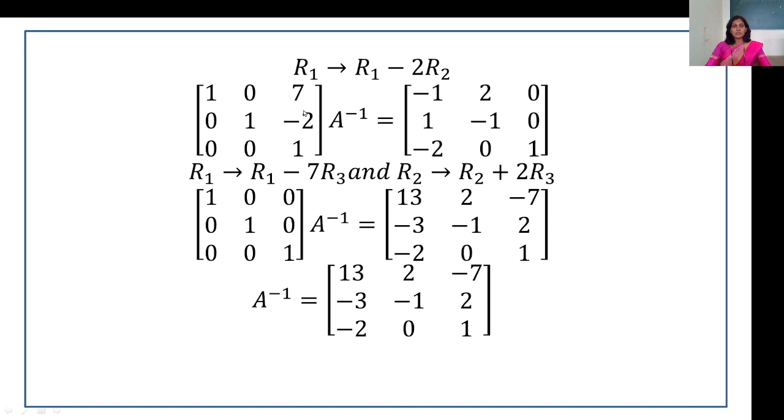Just apply the transformation to make this minus 2 and 7 into 0. So R1 gives R1 minus 7R3 and R2 gives R2 plus 2R3. So here we get the identity matrix into A inverse, which is equal to [13 2 minus 7; minus 3 minus 1 2; minus 2 0 1]. And A inverse into the identity matrix gives A inverse. So A inverse is equal to this matrix. So this is our last example.